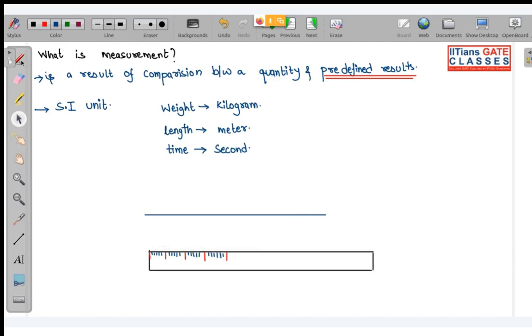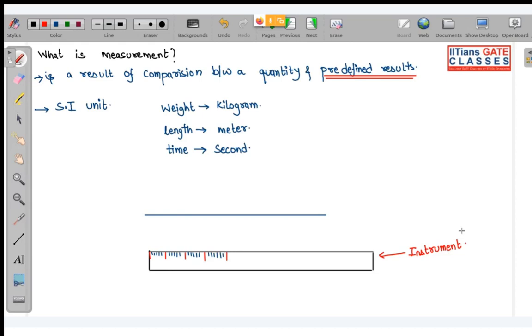So this scale is actually an instrument. Okay, instrument. So what is an instrument? If I want to define instrument, it is a device which performs measurement. That device is known as instrument. Any doubt in this? So instrument is a device which actually helps us in measuring unknown quantity. Any doubt? Any doubt in this? Sunny, Nitish?